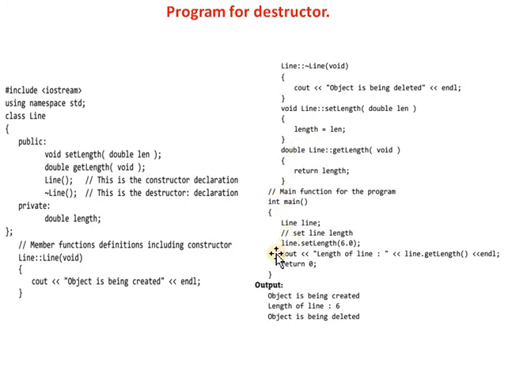And then after that there is length of line equals line.getLength. Here the getLength function is called by using the object. The getLength function defines the return value for the length. In the getLength function definition, there is code that returns the value of the length. So simply it returns the length of the line, and it displays the message "length of a line is equal to 6".